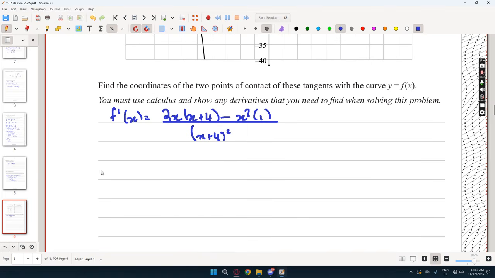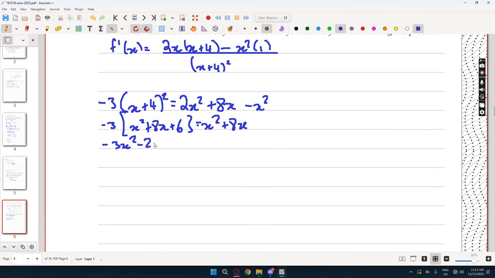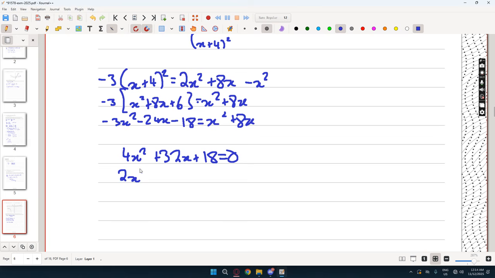f prime of x equals 2x times x plus 4 minus x squared times 1, on x plus 4 squared. If this wants to be minus 3, then I'm demanding that minus 3 lots of x plus 4 squared equals 2x squared plus 8x minus x squared. So minus 3 lots of x squared plus 8x plus 16 equals x squared plus 8x. So minus 3x squared minus 24x minus 48 equals x squared plus 8x. So 4x squared plus 24x plus 8x is 32x plus 48 equals 0. 2x squared plus 16x plus 9 equals 0.